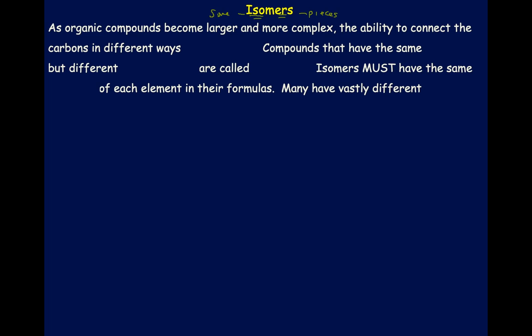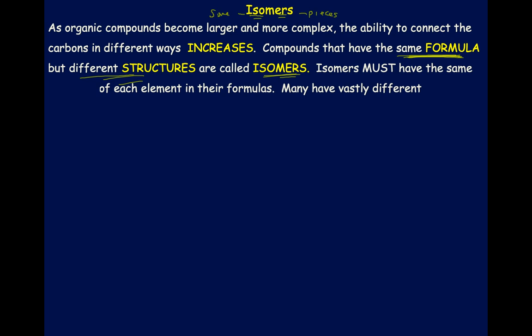And maybe if you gave it to someone else, they would try to build a little chair or something out of that. So if you have a certain amount and you build different structures out of that, you still use the same amount of elements, then that's called an isomer. All right, so organic compounds become larger, more complex. The ability to connect different ways increases. Compounds that have the same formula, so same stuff, but different structures are called isomers.